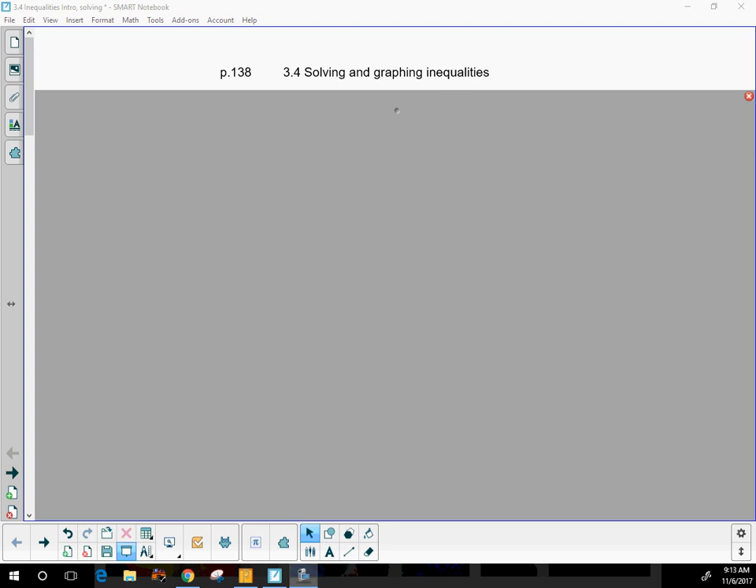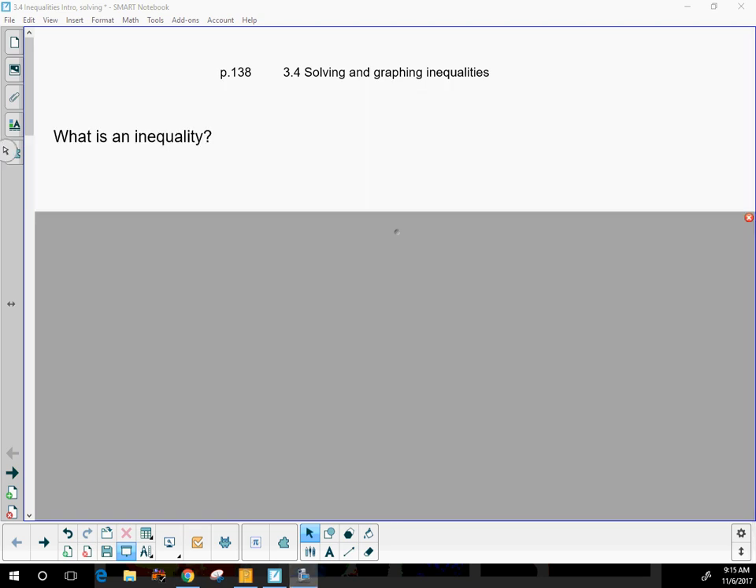We're going to start talking about solving and graphing inequalities. The first thing we need to figure out is, what does the word inequality mean? You know the word equality, well, that means equal. And if you look at the word inequality, you have equality, and then you have the prefix in, which means not.